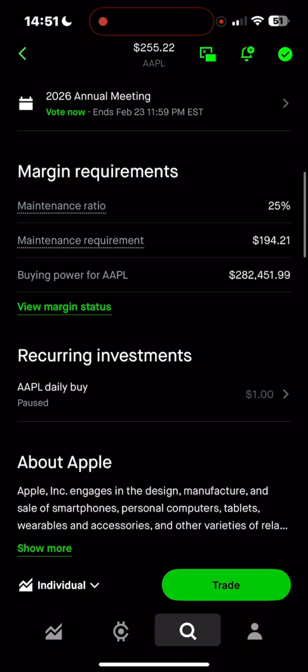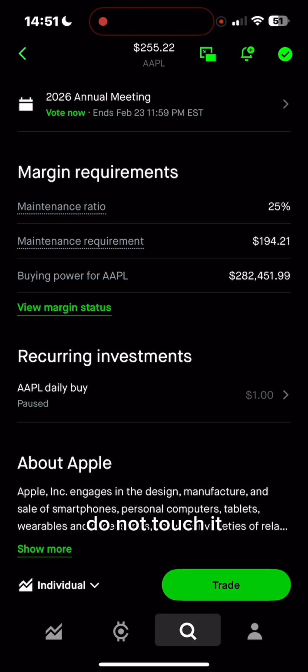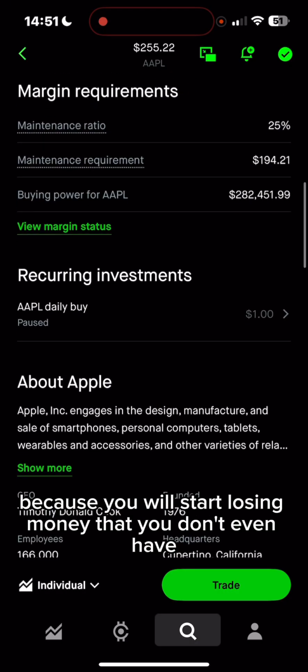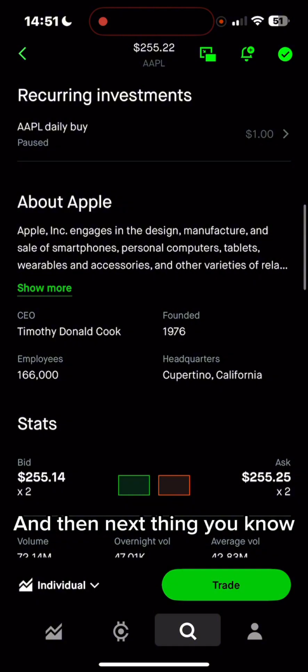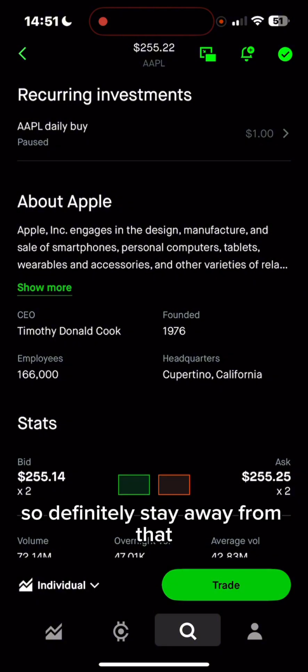Margin requirements, definitely stay away from that. Do not touch it because you will start losing money that you don't even have, and then next thing you know, you're owing Robinhood money. So definitely stay away from that.